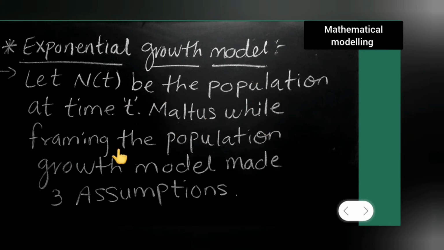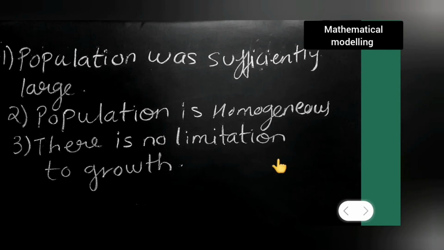Malthus, while framing the population growth model, made three assumptions. So the exponential growth model is also known as the Malthus model. Now let N(t) be the population at time t. Malthus, while framing the population growth model, made three assumptions. What are the three assumptions?